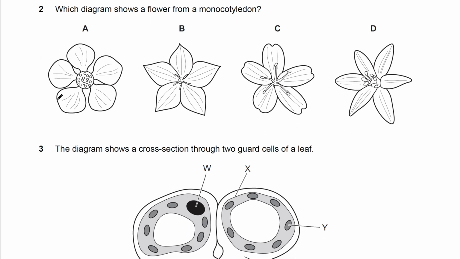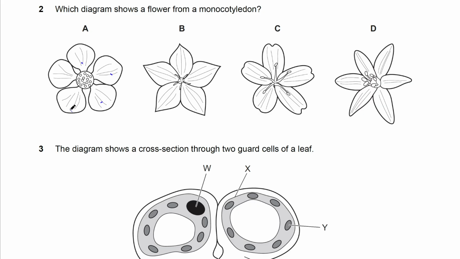Moving to question number 2. Which diagram shows a flower from a monocotyledon? Okay, as we can see, they are just showing the flowers with their petals. So we know that monocotyledon, it's around a 3 multiple. That means 3, 6, something like that. And the dicotyledon 4 or 5. So let's count them quickly.